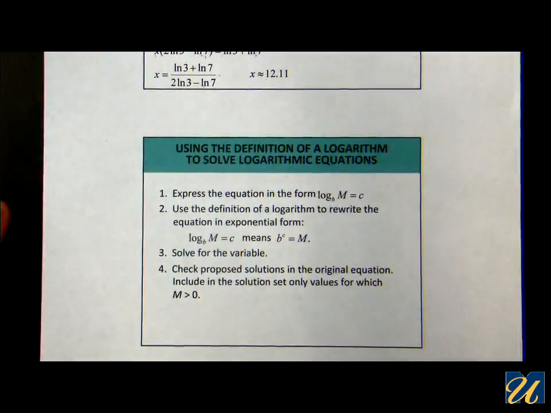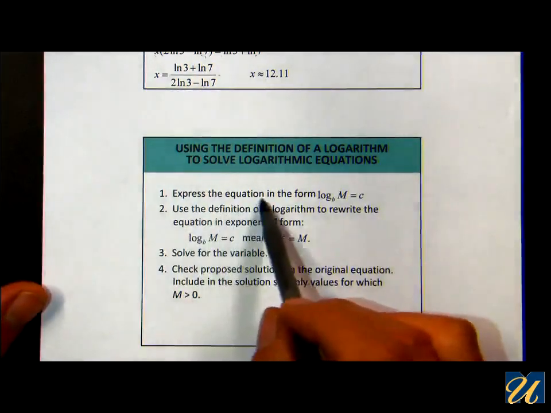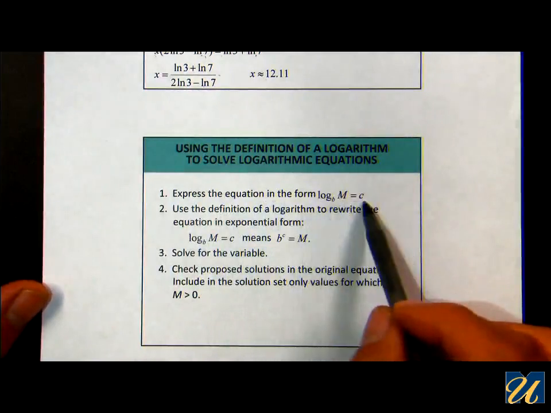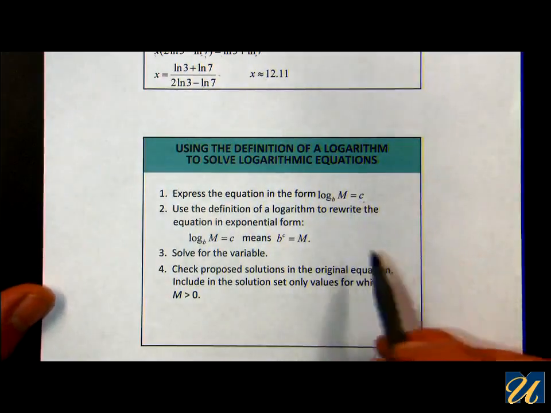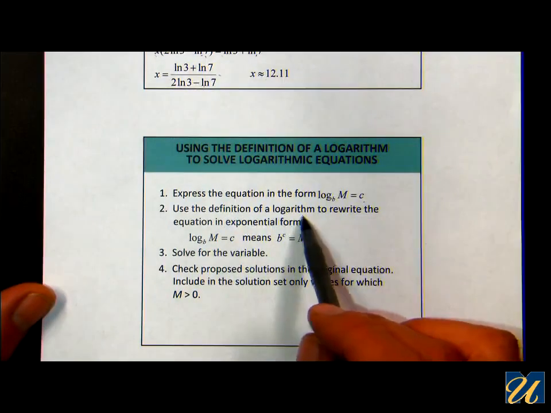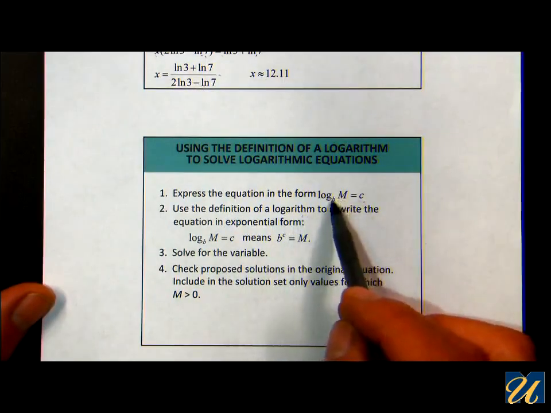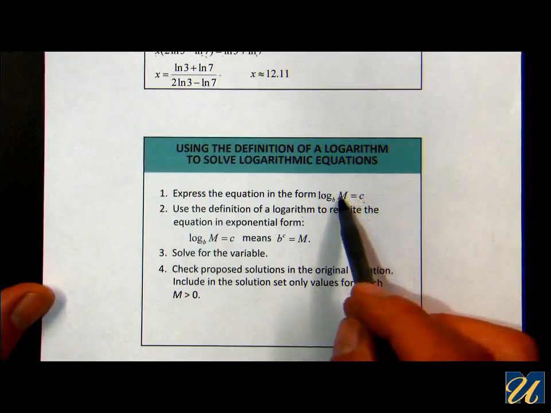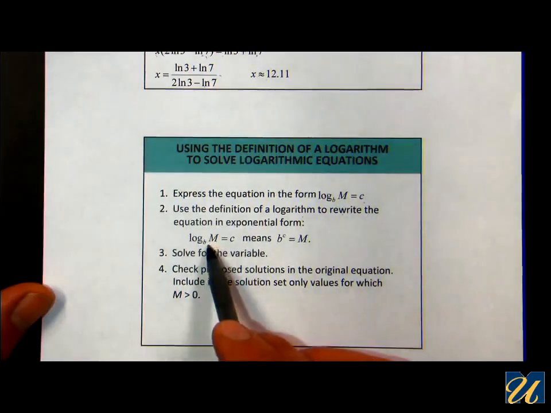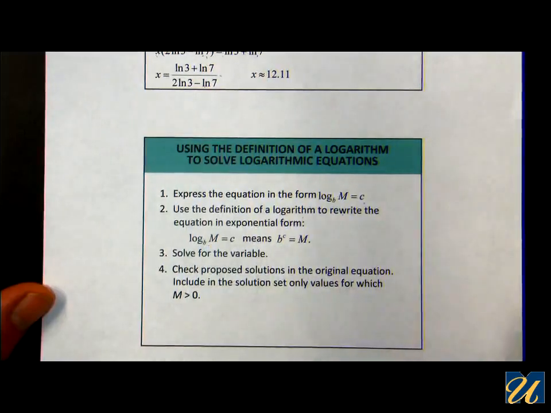Using the definition of a logarithm to solve logarithmic equations. So these are equations that contain a logarithm. Okay. There's two ways to go about this. Express the equation as a single logarithm, and if you can get it that far, then you can use the definition of the logarithm to simply rewrite it, that the base to the power equals the number. So this will take it from a log equation into an exponential equation.